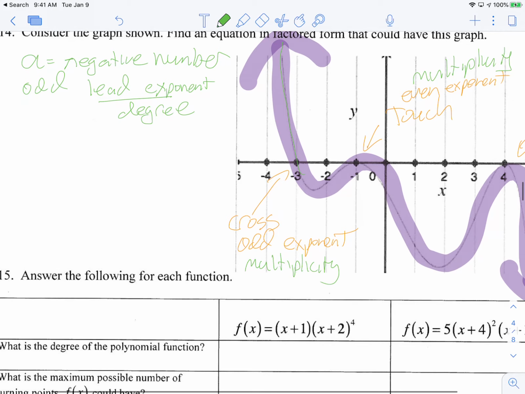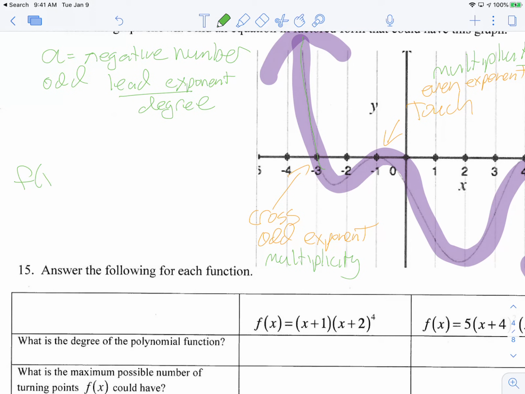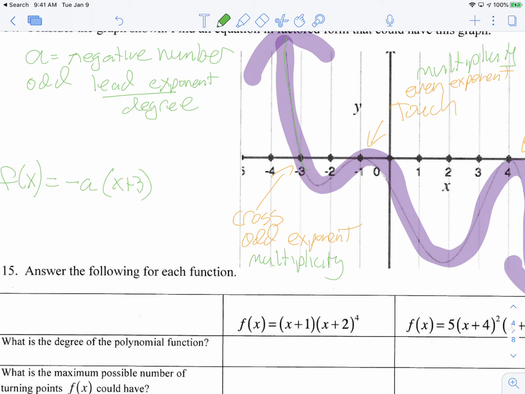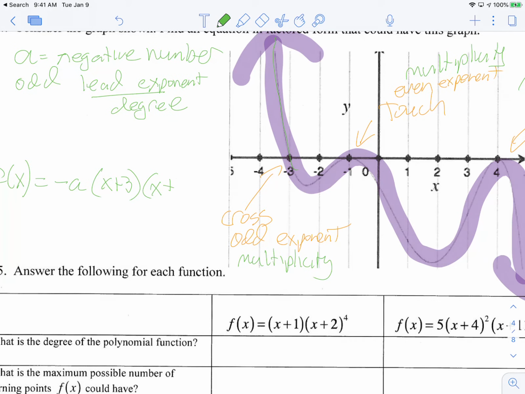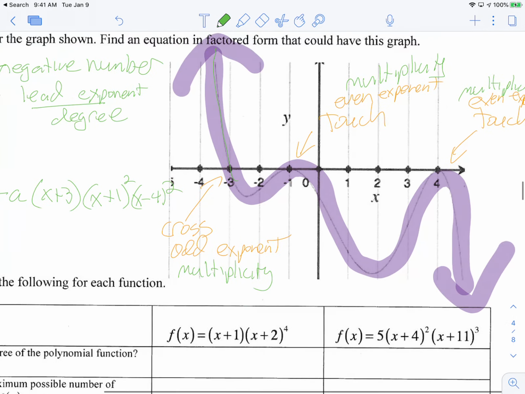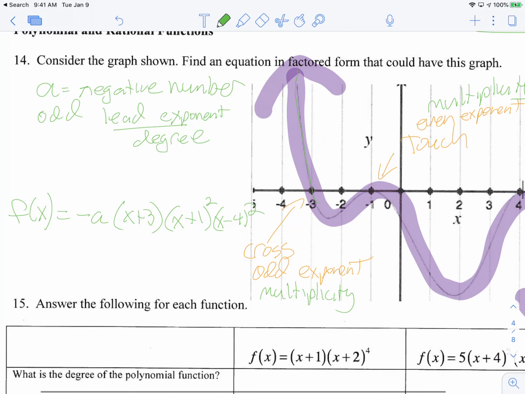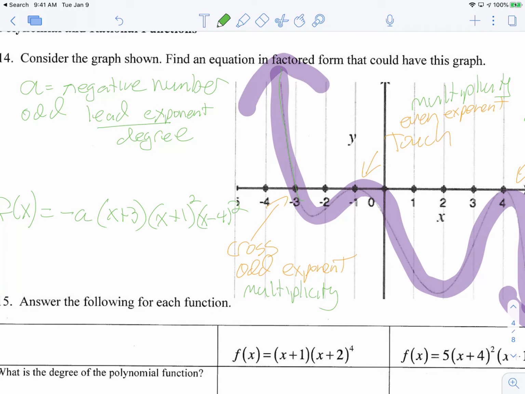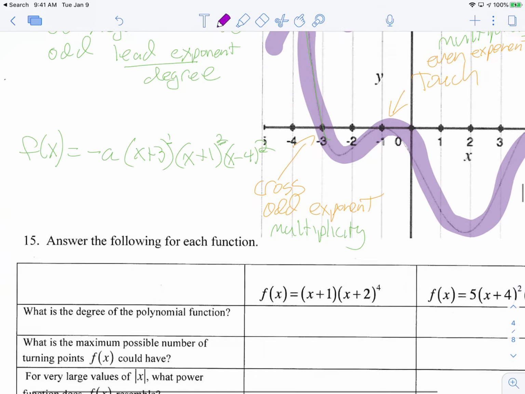The a value has to be negative because it's going down from left to right. So a possible answer, not the answer, a possible answer is negative a times (x plus 3) to the first power. It could be the third power, fifth power, seventh power, but it has to be odd. Times (x plus 1) squared times (x minus 4) squared. So again, these have to be odd. It doesn't have to be 2. It just has to be, and these have to be even, and this one has to be odd. So this would be like 1. All right, so that is a possible answer.